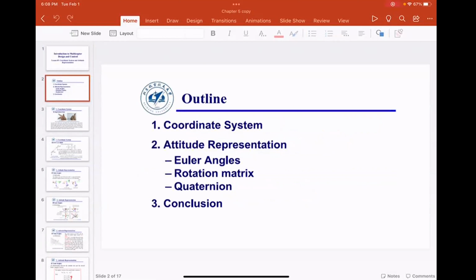So in this first class, I'm going to talk about the coordinate system. We are going to use the right hand coordinate system. So curl the fingers of your right hand in the direction of rotation. If your thumb is pointing toward the axis, that rotation is positive.